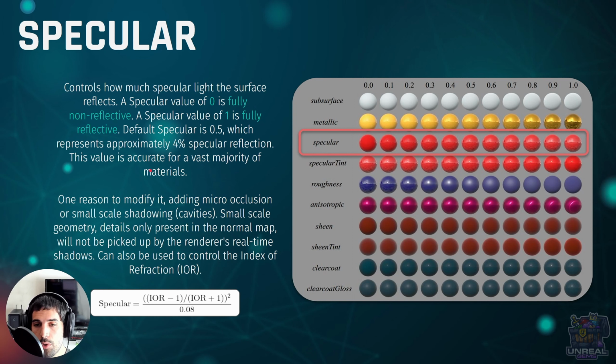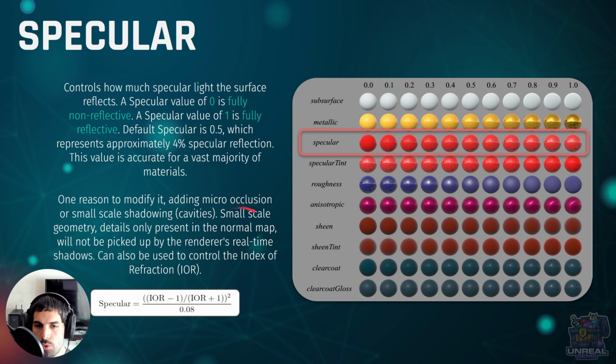But if you know what you are doing, you can use it for cavity maps, which provide us with small scale shadowing. Small scale detail will not be picked up by the real-time shadows, and we can gain those small detail shadows using these cavity maps and the specular parameter. Okay, so that's one way of using it.